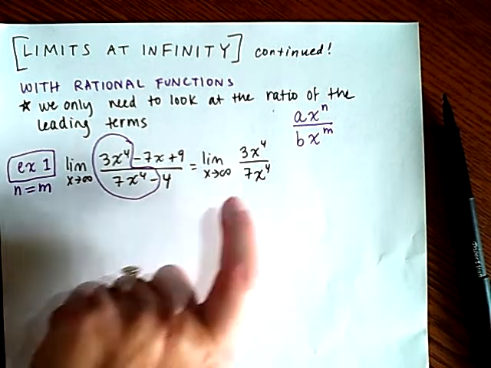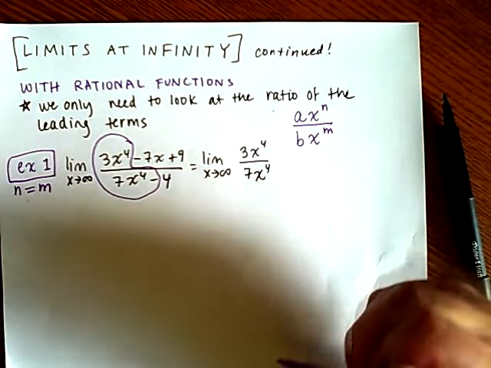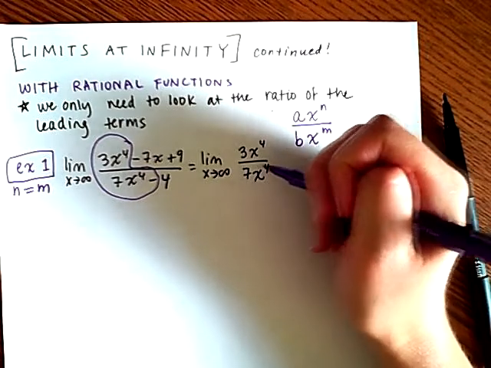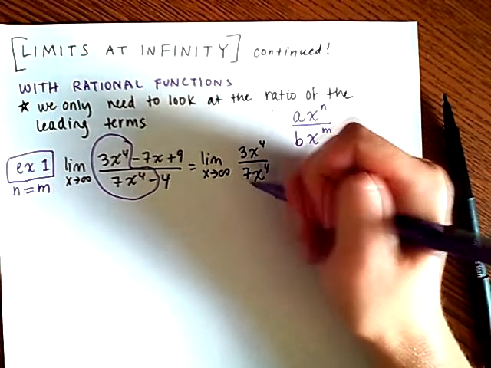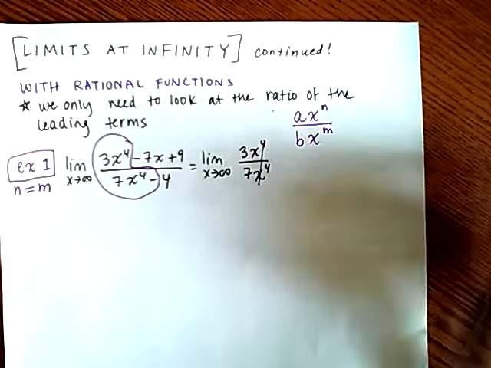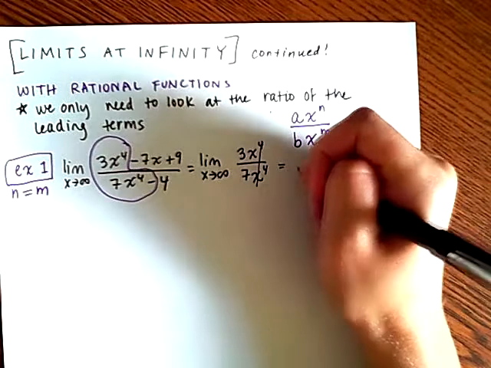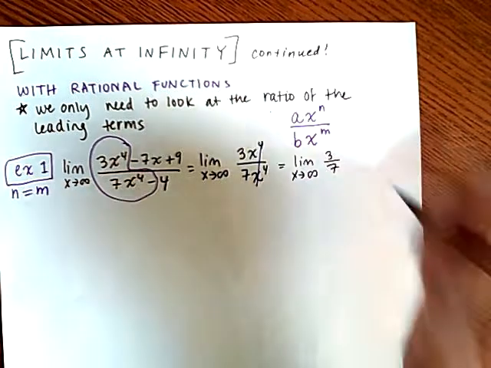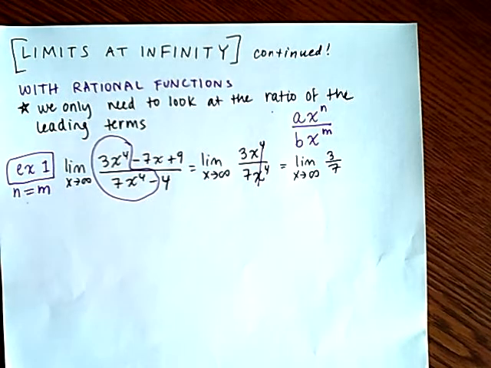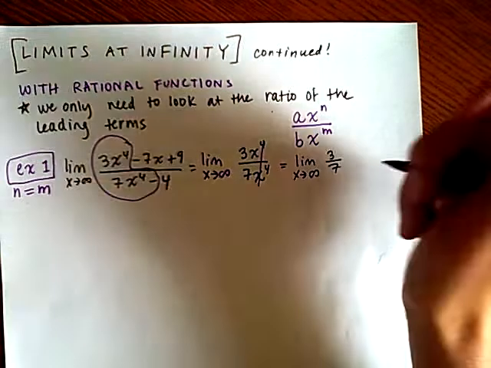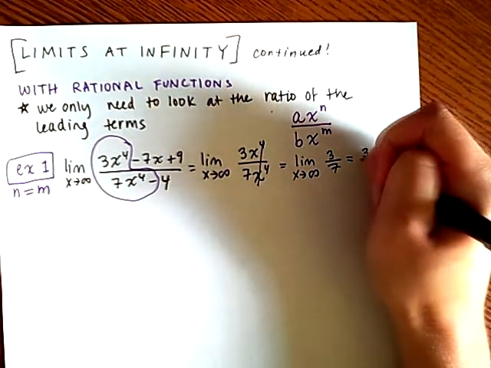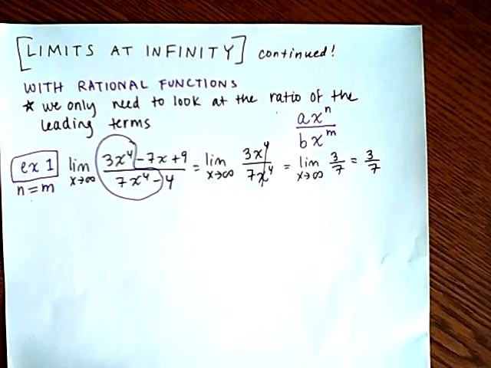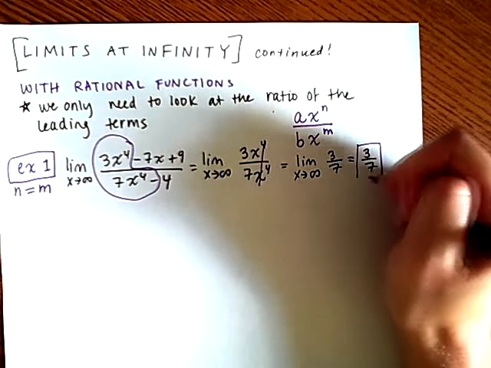So n equals m. What happens here, you might already be thinking, can I cancel out the x to the fourths? And the answer is yes. So this will simplify to just be 3/7. So what's the limit as x goes to infinity of 3/7? Well, 3/7 is just a constant, so it's just a horizontal line. So the limit of that horizontal line is exactly that same value. So whenever n equals m, you just take the ratio of the coefficients, and that's your limit.